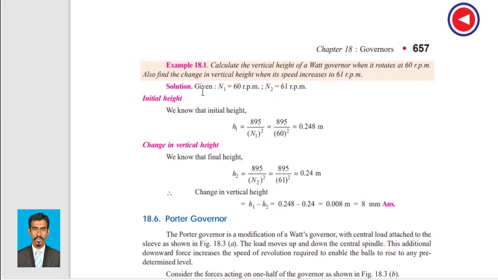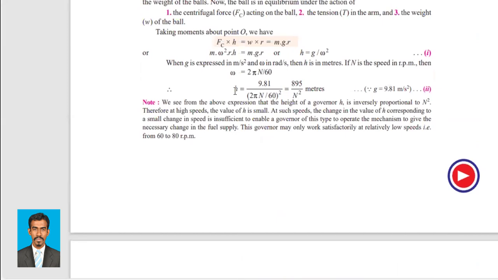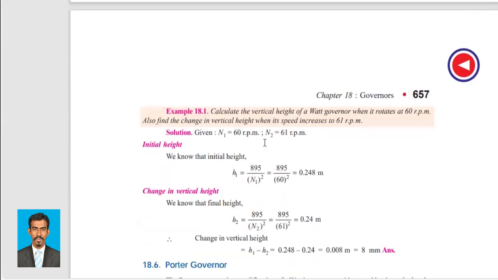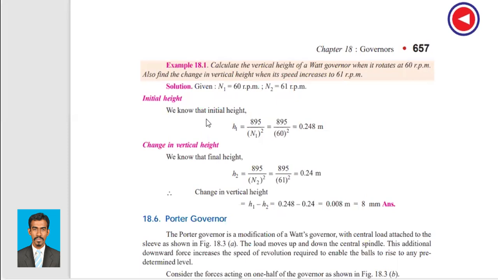So we'll apply it in the equation, right? The equation says h is equal to 895 upon n squared, right? So accordingly, N1 is given as 60 rpm, N2 is 61 rpm, right? So we know that the initial height H1 is equal to 895 upon N1 squared. Right? So N1 is 60, so 895 upon 60 squared, which is 0.248 meter. Okay, and this is for the speed of 60 rpm.